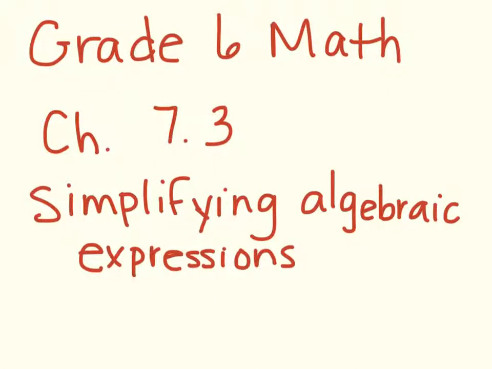This is chapter 7.3, Simplifying Algebraic Expressions. In this chapter, we'll learn to simplify expressions with one variable, and we'll learn to recognize that the expression obtained after simplifying is equivalent to the original expression. Let's get started.